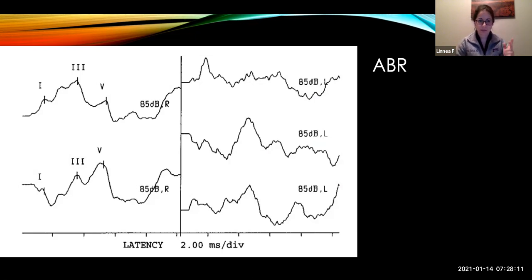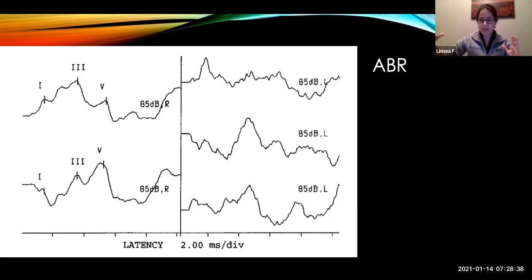So again, wave 1, if you do your E. coli, is the 8th nerve. Wave 2 is the proximal part of the 8th nerve, wave 3 is the cochlear nucleus, wave 4 is your olivary complex, and wave 5 is your lateral lemniscus. And they look at the absolute latency of the peaks, so when those peaks happen based on when the stimulus is given, and also the interval between the peaks.